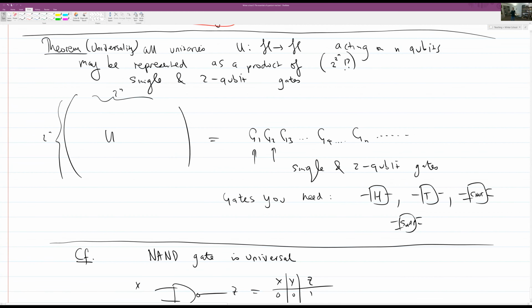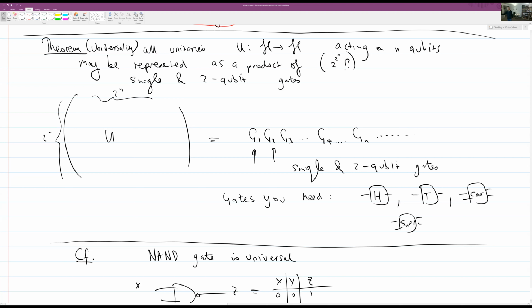Any unitary you want to do, that's any allowed evolution for a closed quantum system, is a unitary. Any unitary you care to do can be implemented as a product of single and two qubit gates. And the gates you need, you can boil them down to one of these four. Although the NAND gate doesn't appear in that list, these gates are by themselves sufficient to express any operation in quantum mechanics on n qubits.